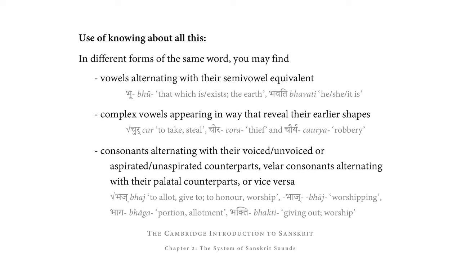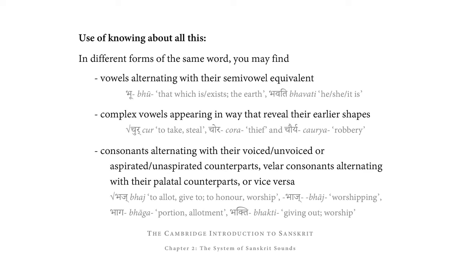Similarly, if you know about the relationship between the complex vowels e, ai, o, au and their earlier shape i, a-i, a-u, then you can maybe see a little more easily how cur, cora and caurya, to steal, thief and robbery respectively, how they belong together. Because what we've got here is not just a random series of vowels u, o, au, but rather we have u, a plus u, and a long ā plus u. And you will see that this pattern of adding a or ā in front of another vowel is actually something that you will find very frequently.